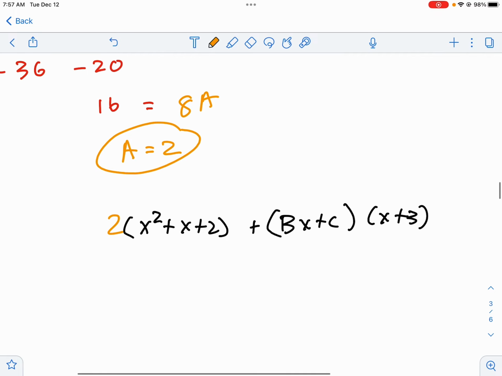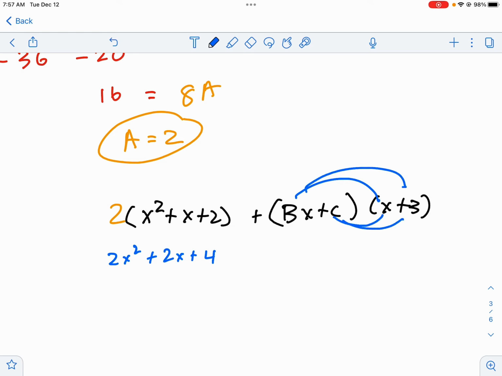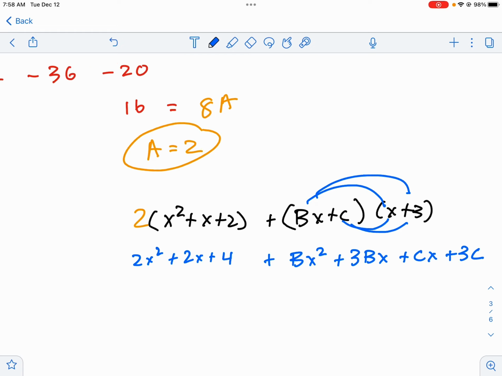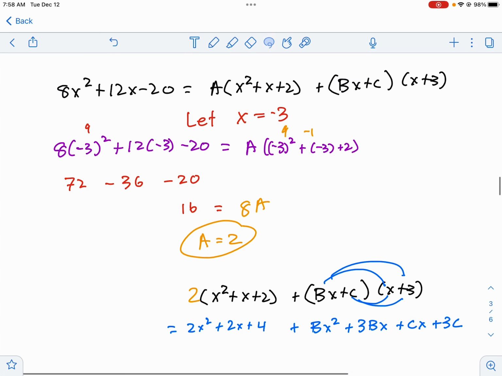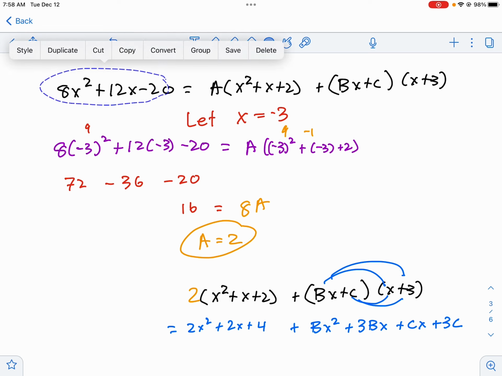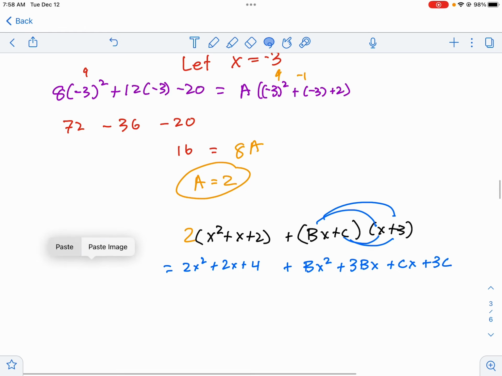So I get 2x squared plus 2x plus 4. And then I'm also going to distribute all of this. So I get bx squared plus 3bx plus cx plus 3c. And this is equal to that.